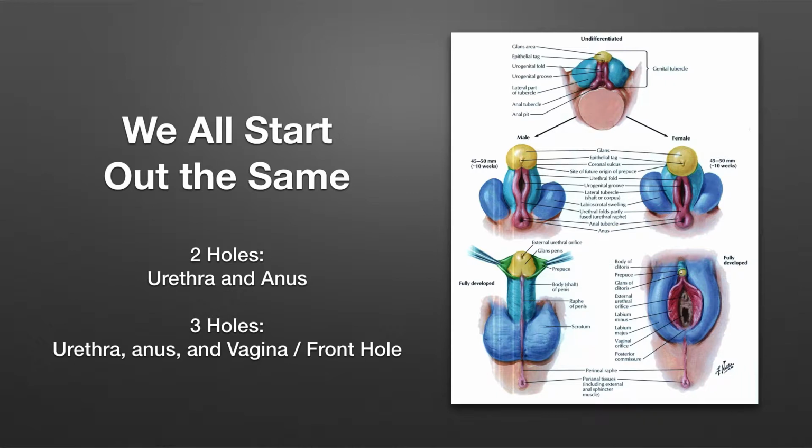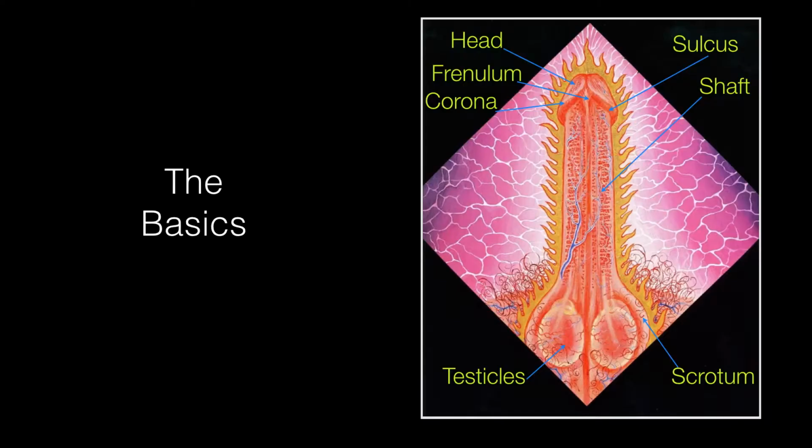2 holes means that we have a urethra and an anus, and 3 holes means we have a urethra, an anus, and a vagina, or what some people call a front hole, as opposed to the back hole, which would refer to the anus. So let's get into the very basics of the penis, the cock, the shaft, whatever it is that you want to call it.